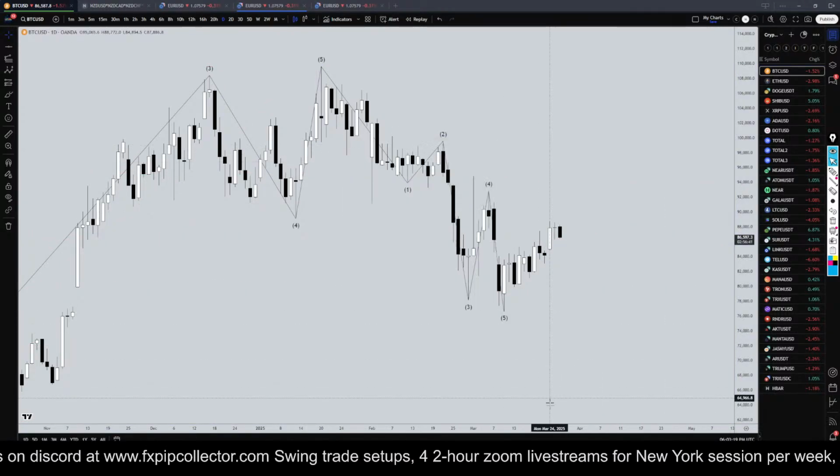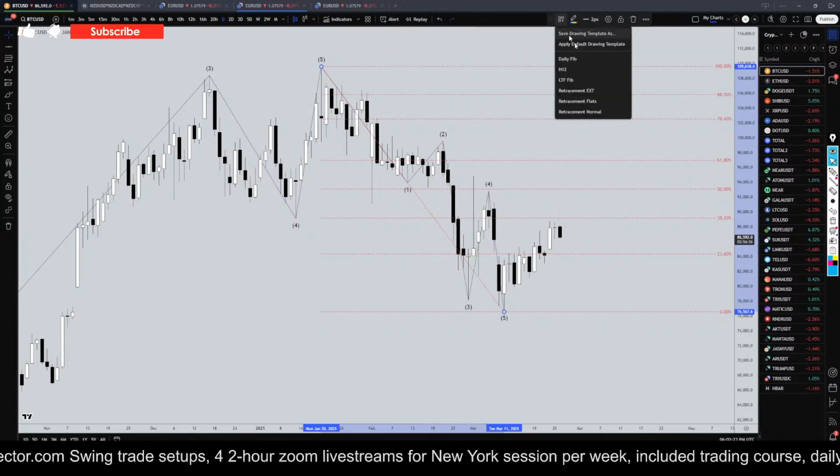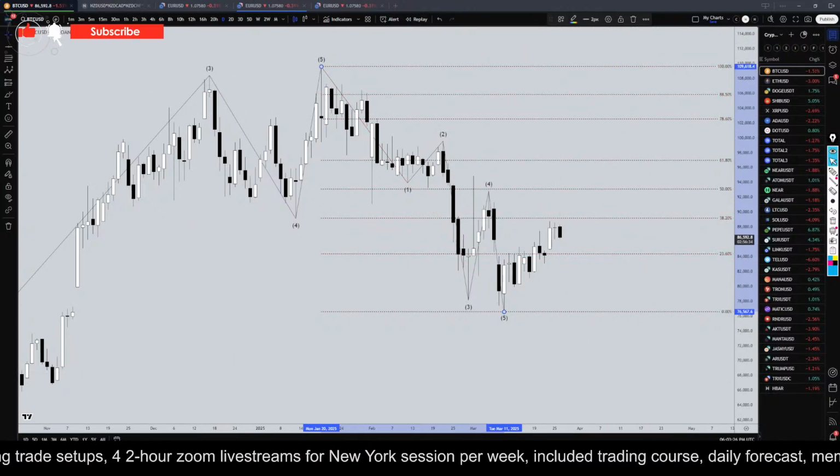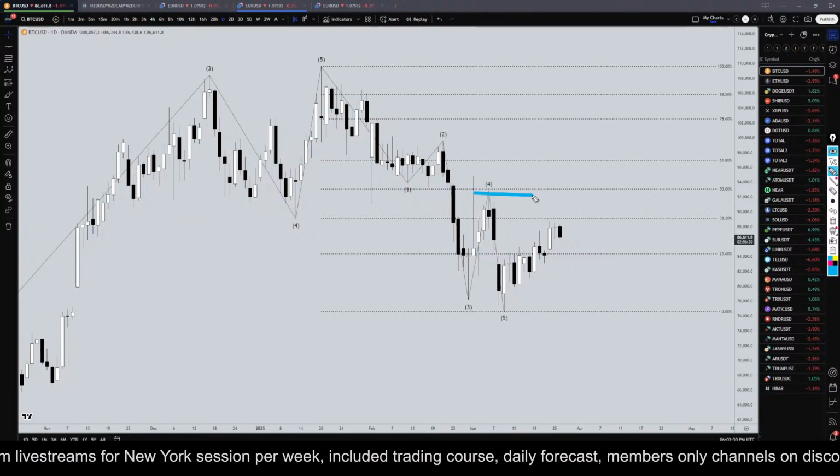Let me get rid of this on the daily time frame. Let's put a Fibonacci retracement on the daily time frame for the whole move down. Like I said, most wave A's do take out the structure of wave 4, so I think there's a pretty good chance of that.